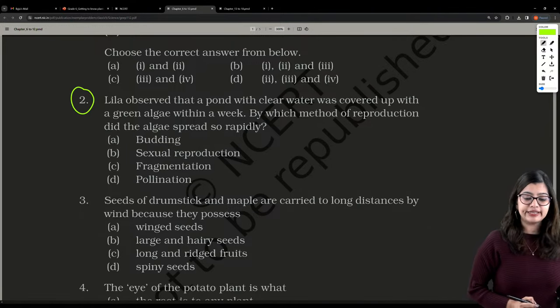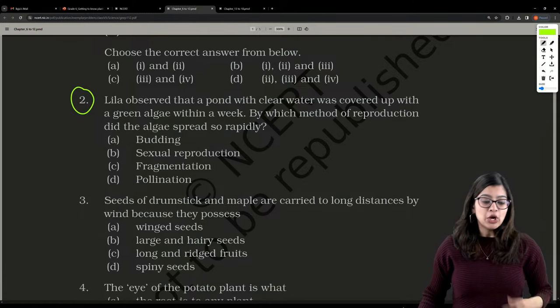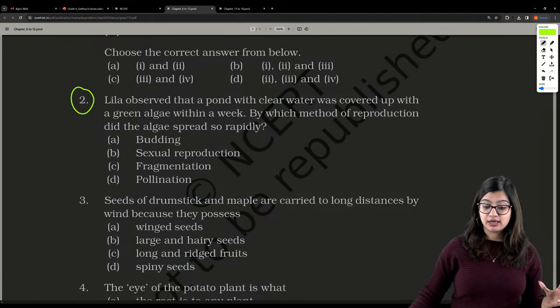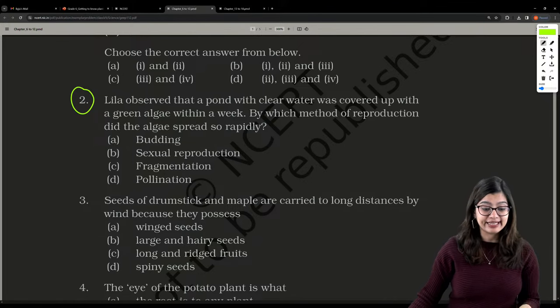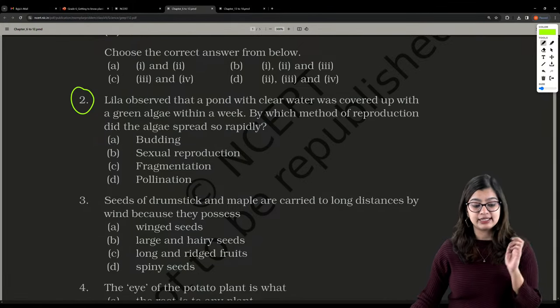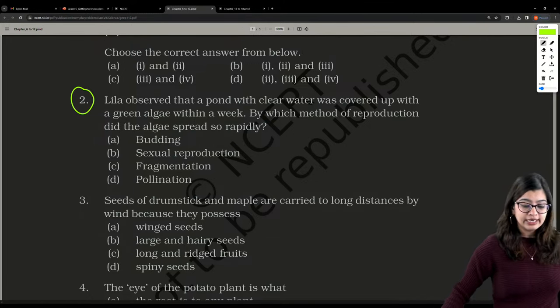Question number two here is, Lila observed that a pond with clear water was covered up with green algae within a week. By which method of reproduction did the algae reproduce rapidly? So can you all tell me, is it budding, sexual reproduction, fragmentation or pollination? Yes?